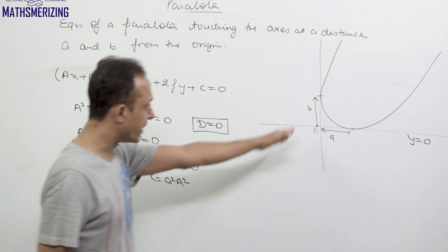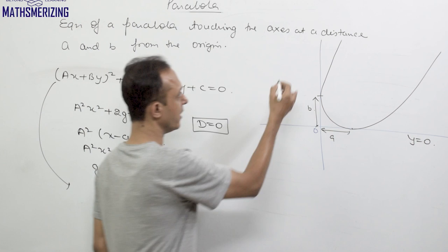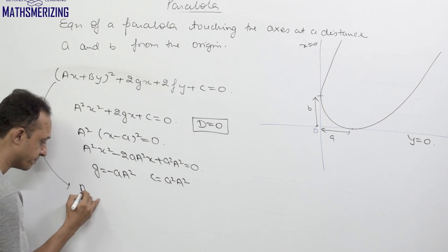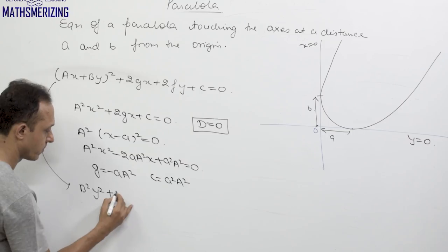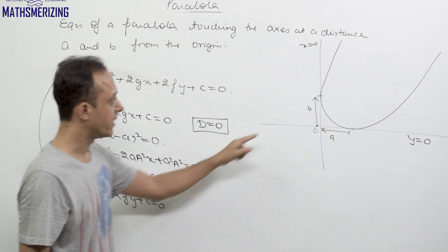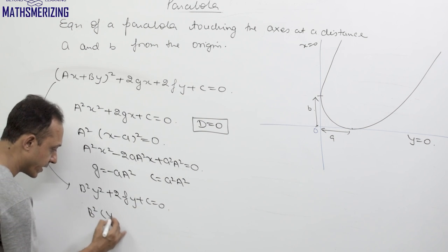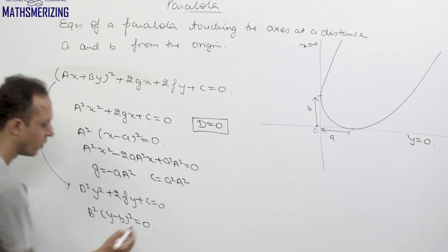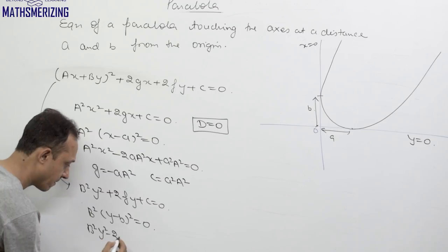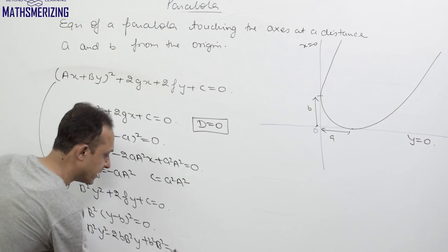Now in the same way, we use the condition of tangency with the y-axis. So with the y-axis, we'll put x as 0. If I put x as 0, then we can write it as b square y square plus 2fy plus c equals to 0. Now this quadratic equation has a double root at (0, b). So then it should be b square into (y minus b) whole square, it should be 0. So I can simplify it as b square y square minus 2b square b y plus b square into b square should be 0.